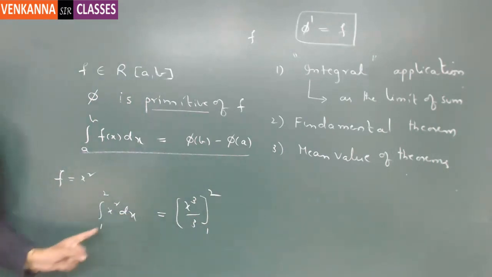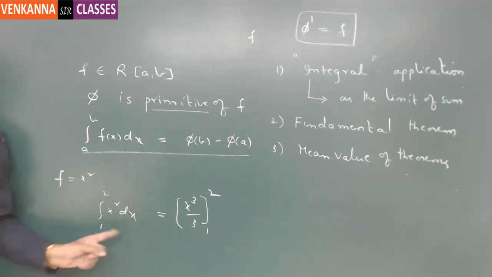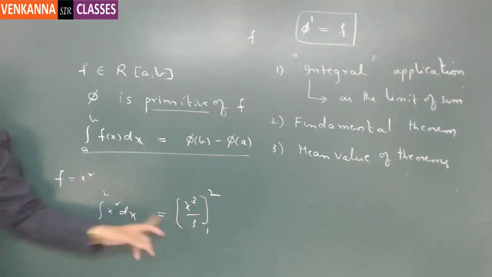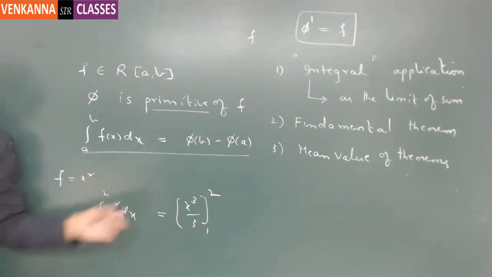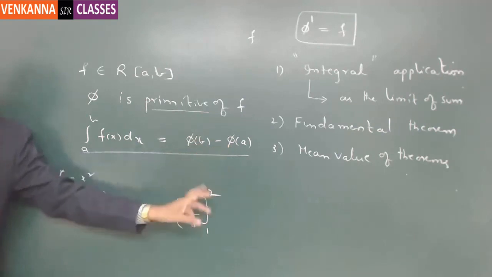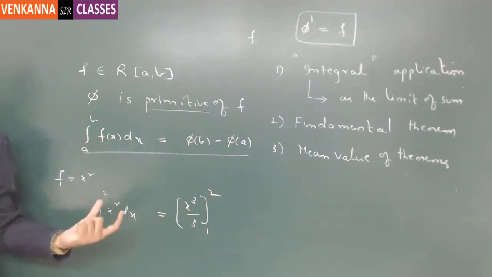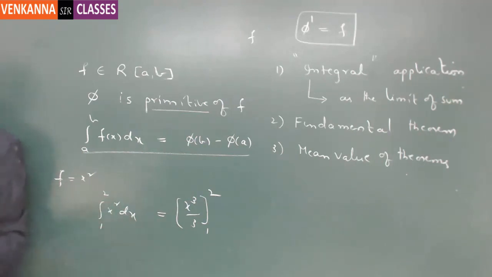Accepted? This is the thing we will do at +2 level while calculating the integration part. So here x cubed by 3 is nothing but primitive of x square, and you are doing phi of b minus phi of a. Upper limit minus lower limit you are doing. Is this result known to you or not?